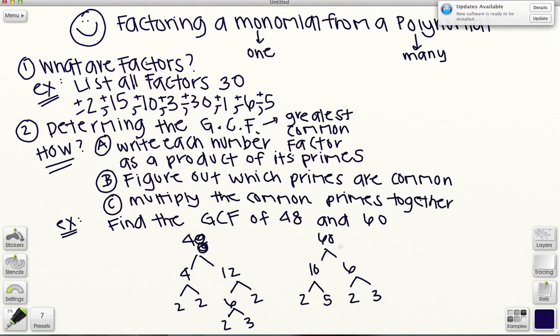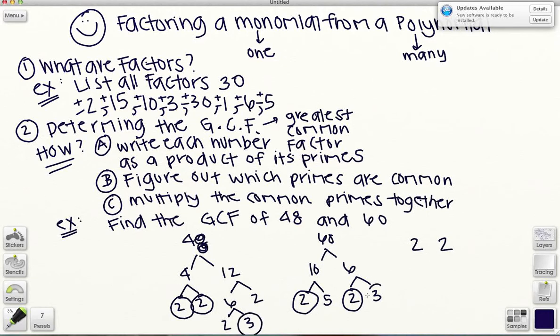So now what I want to do is let's look at what numbers they have in common. So I see a 2 over here. Do I see a 2 over here? I do, and because it's common, I'm going to write it on the side. Okay, I see another 2. Do I see another 2? I definitely do. So I'm going to write it on the side. And then what else do I see in common? I see this 3, and I see this 3. So I'm going to write that on the side.